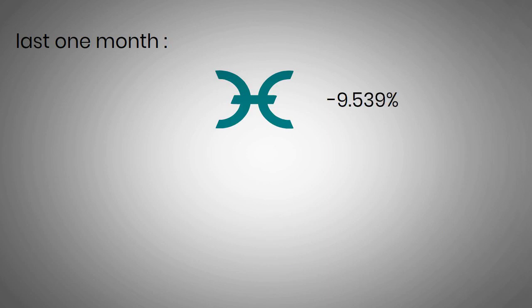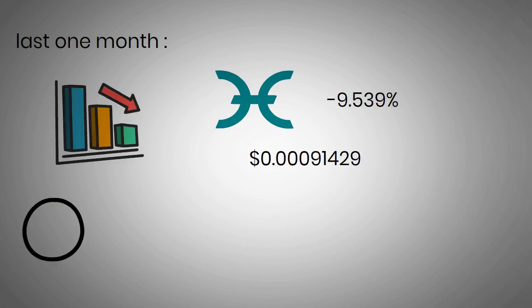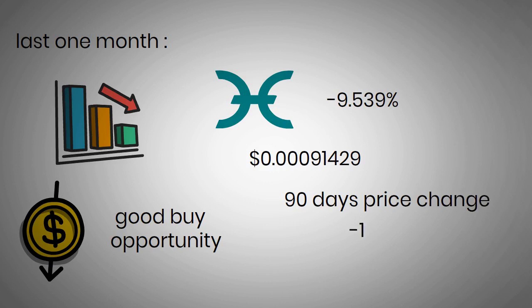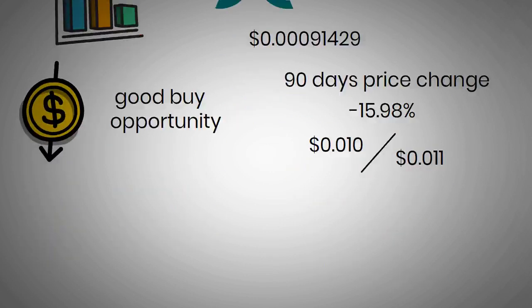Within the last 1 month, the price of HOT decreased by 9.539%, eliminating a whopping average sum of $0.0009142 from its current value. This sudden drop means that the coin is in a dip right now, meaning that it can be a good buy opportunity for quick investment. The 90 days price change is around 15.98%, and the price circulated from a minimum average price of $0.010 to a maximum average price of $0.011 in the past 90 days.